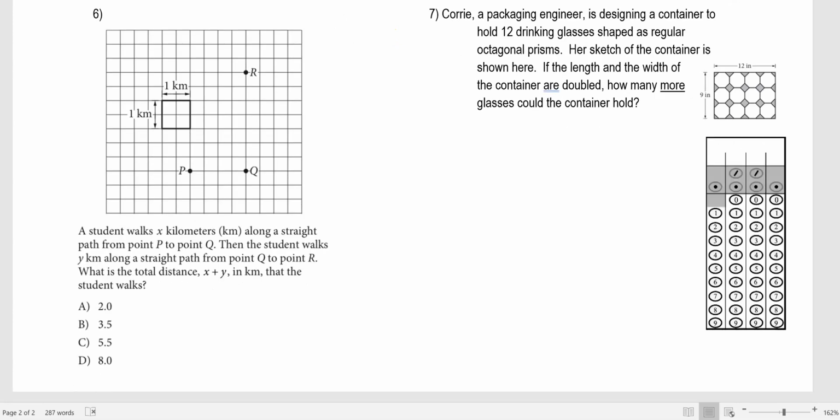Okay, why don't you take a second, try this one yourself. Try number 6. So pause the video, give number 6 a shot, and then when you're ready, restart the video and we will go over it.